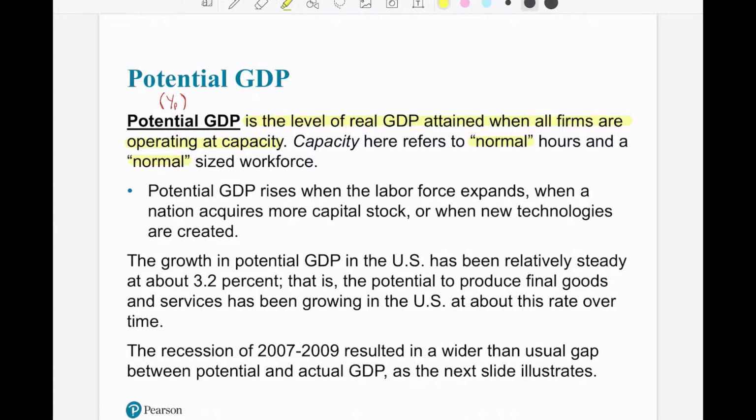Now, potential GDP will increase over time as the labor force grows. The more workers you have, the greater your potential for the amount that you're able to produce. So potential GDP will increase over time as the labor force grows. That means that new factories and office buildings are being built, new machinery and equipment are being installed, and technological changes are taking place.